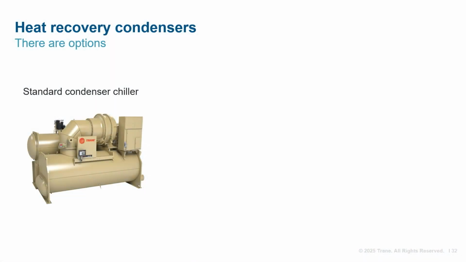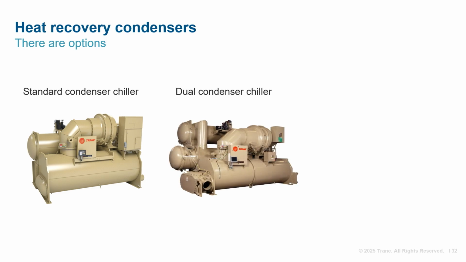The great news is there are other options available. A standard condenser chiller is what we're all used to. It includes a single condenser with two pipes, one in and one out of the condenser. A dual condenser has two condenser shells. One rejects excess heat not needed by the system or during cooling-only periods. The other is dedicated to heat recovery.